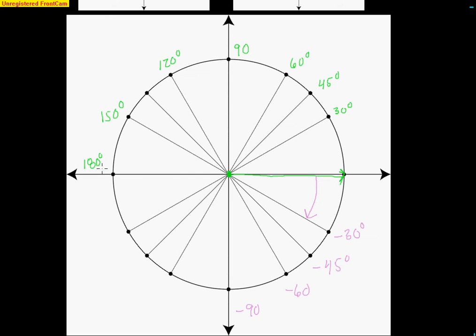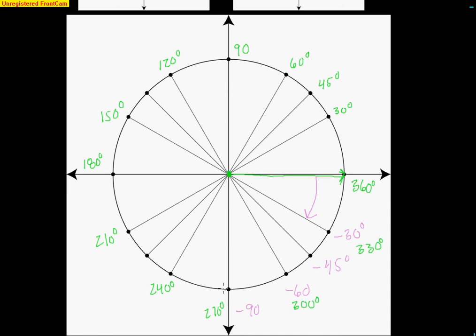We can continue on, by the way, going up another 30. That puts me at 210 degrees. Another 30 would be 240 degrees. Another 30 would be 270 degrees. Another 30 would be 300 degrees. Another 30 would be 330 degrees. And another 30 would bring me full circle, 360 degrees.